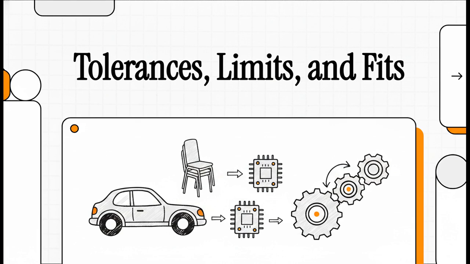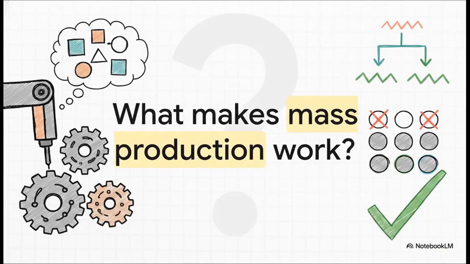Well, today we are going to uncover the fascinating hidden rules of engineering that make our physical world function. We're talking about tolerances, limits, and fits. So, this begs a pretty massive question. What makes mass production actually work?